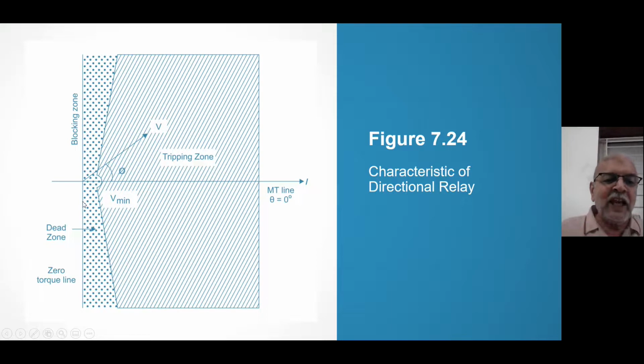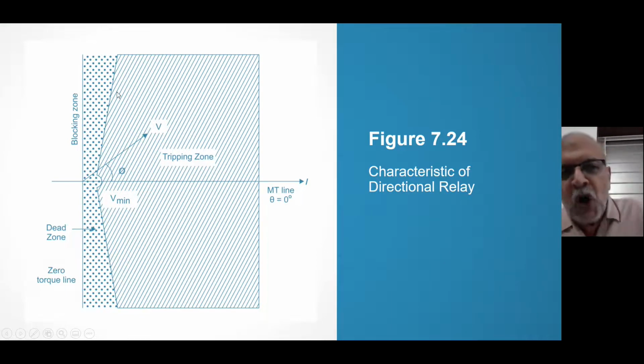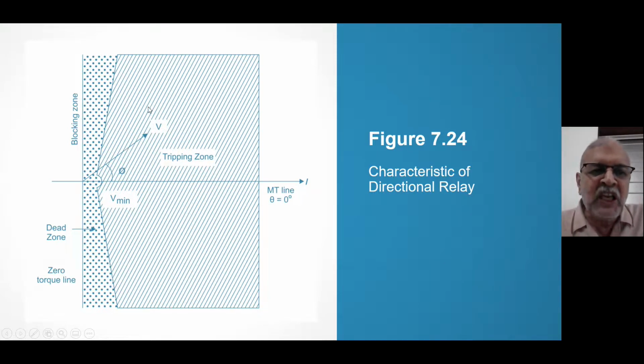This is a zero torque line. At 90 degree, it is zero torque. Beyond the characteristic is all tripping region. Here the relay will trip, if the current is more than plug setting.